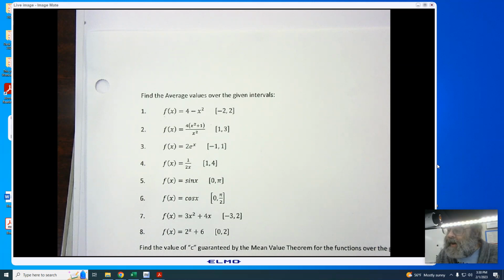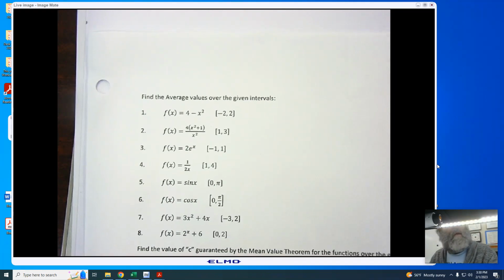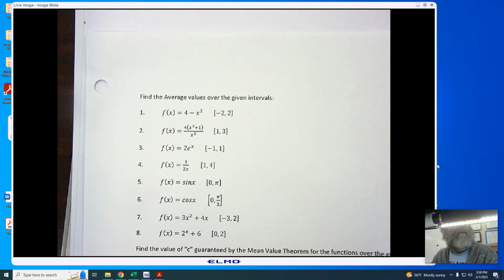All right, let's go ahead and begin. So we're going to be starting with number 1, and then we're going to go through 2, 3, 4, 5, 6, 7, and 8. So here we go.